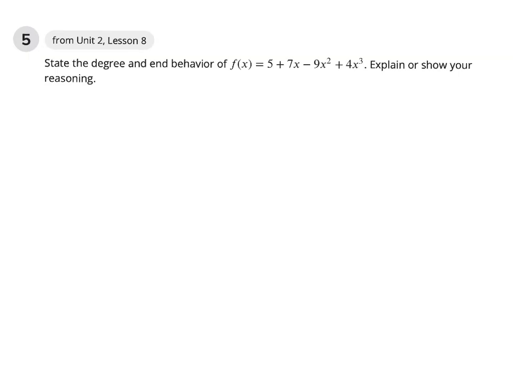Okay, state the degree and end behavior. So I'm looking for the highest X. It doesn't matter. They should be written in proper order, but this one is not. I got positive x cubed. What positive x cubed does is start low and end high. My constant is positive 5. I don't need to worry about my zeros because we just want the degree and end behavior.